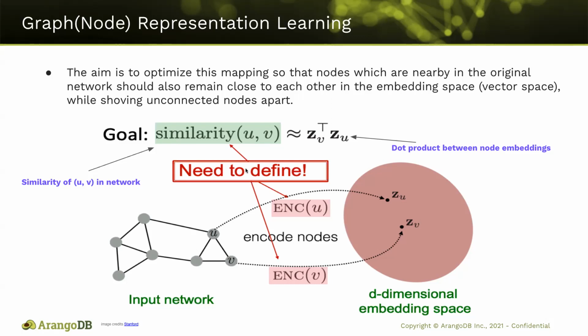So how can we do this encoding? The key idea behind these graph representation learning approaches is to learn a mapping function that embeds nodes or entire subgraphs as points in a low dimensional vector space, the embedding space. The idea is that the nodes which are very close in the network should also remain very close in this embedding space when we learn this mapping function.